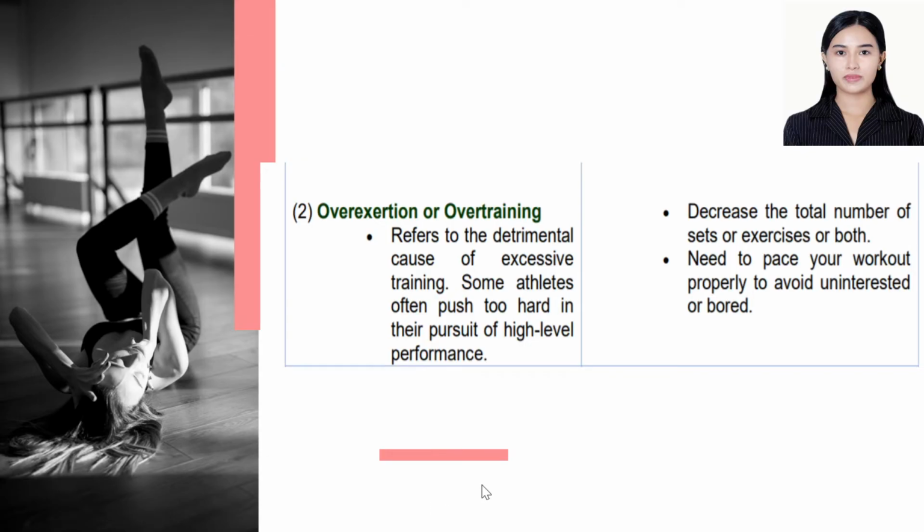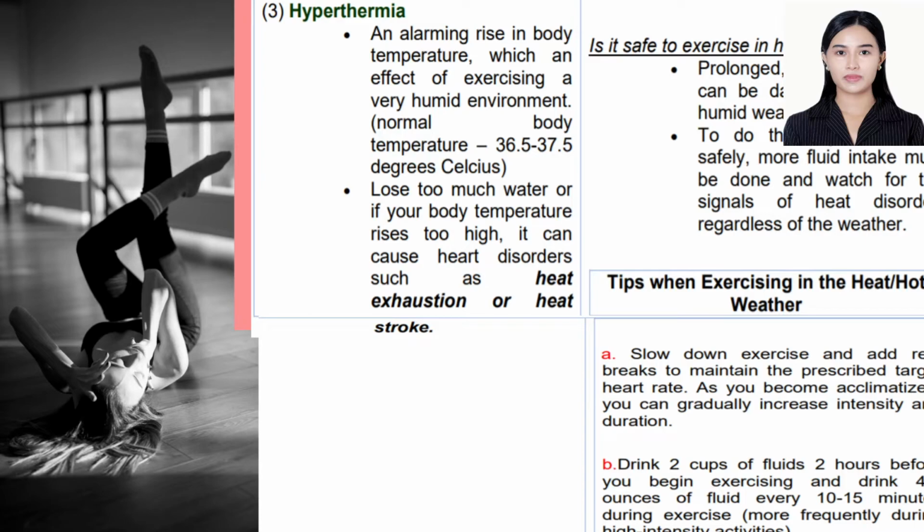Okay. What are the safety precautions? So the two safety precautions are to avoid overexertion or overtraining. Hyperthermia. What is hyperthermia? Hyperthermia is an abnormally high body temperature caused by a failure of the heat regulating mechanisms of the body to deal with the heat coming from the environment. It includes one disease, which is heat stroke.